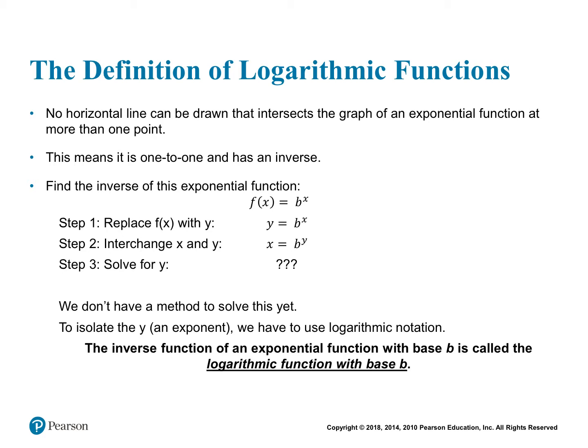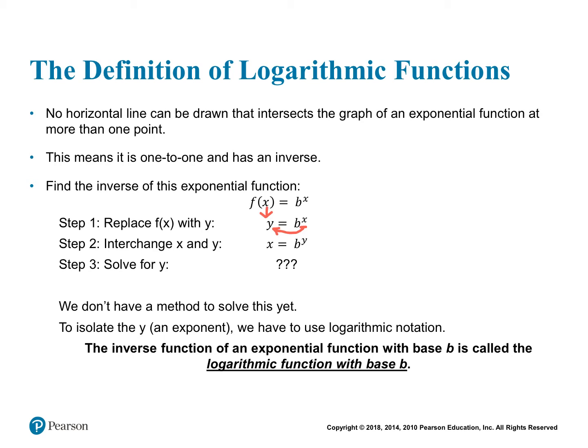Okay, so if there's no horizontal line that can be drawn that intersects the graph of an exponential function at more than 1 point, it means it's one-to-one and has an inverse. We're going to start by finding the inverse of an exponential function. So we did do this back in 2.7. Step 1 is to replace f of x with y. Then interchange the x and the y, so we switch these around. So now we have x equals b to the y. But if we want to try to solve for y, we don't have a method to do this yet.